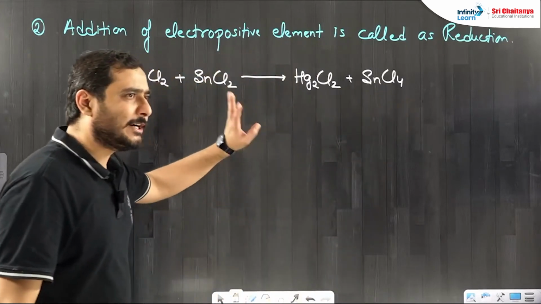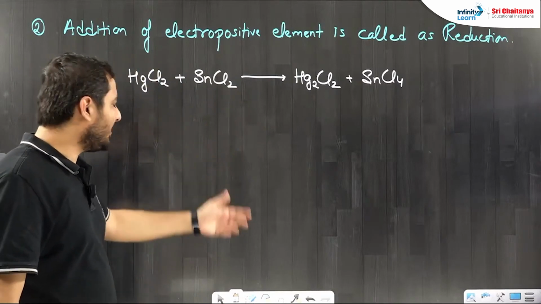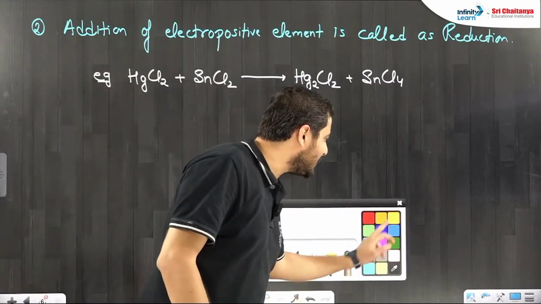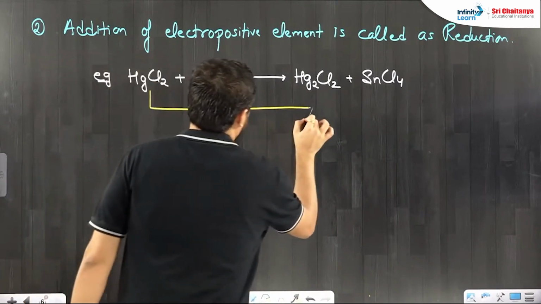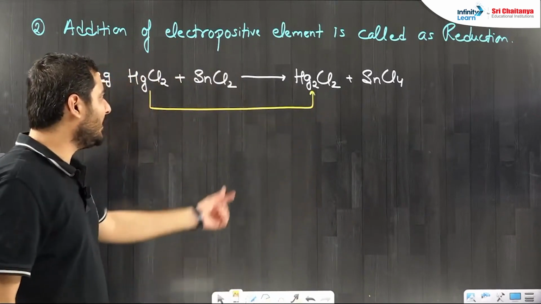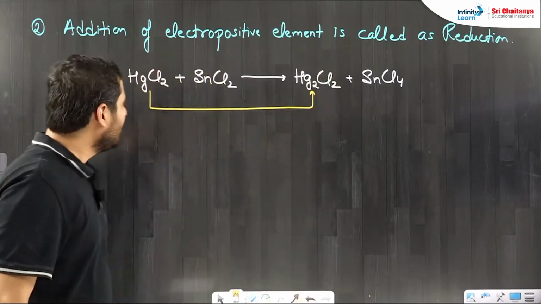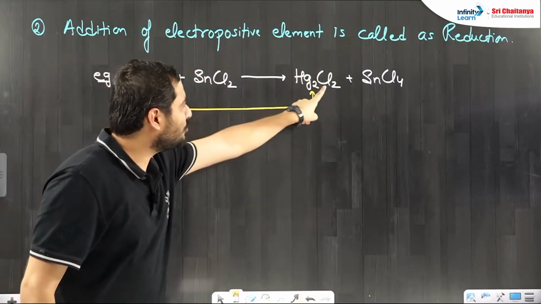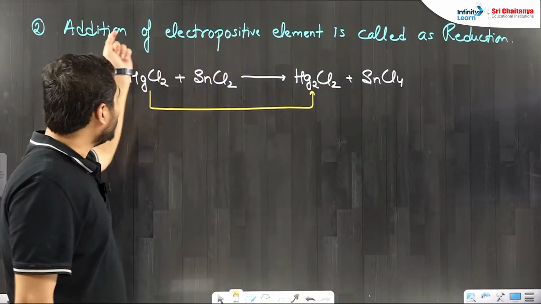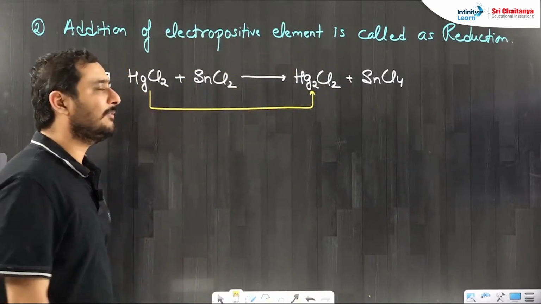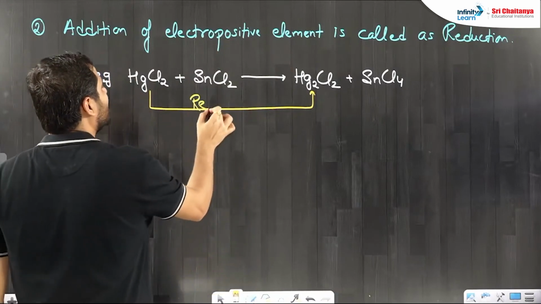Now this is a complete redox reaction. We are not writing complete redox, only we have to check about which process is oxidation, which process is reduction. Now if we take HgCl2 converted to Hg2Cl2, so what is added from this reactant to product? 1 mercury, and mercury is which element? Electropositive. So addition of electropositive element will be considered as which process? Reduction process.